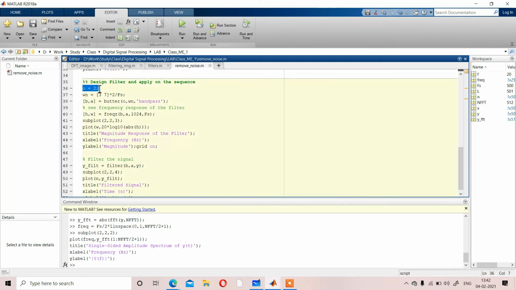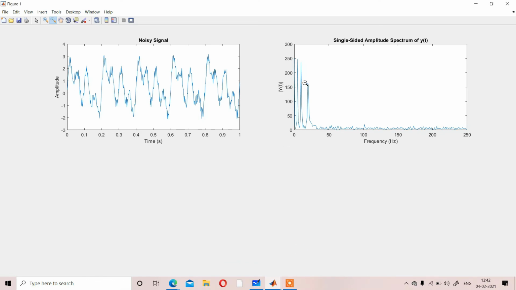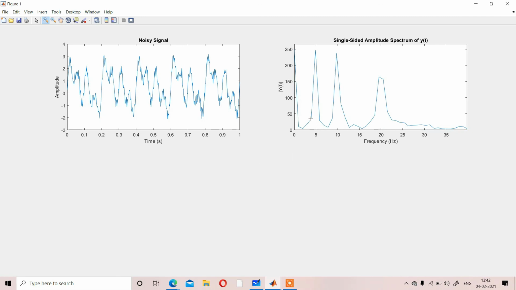O defines the order of the filter, so we will choose the order of the filter. Omega n defines the cutoff frequency. That 3 and 7 defines which part of the frequency you are going to cut. If we consider 3 and 7, then only that frequency range we will consider. Instead of 3 and 7, if we consider 8 and 12, that frequency range will be considered. And instead of 8 and 12, if we consider suppose 18 to 22, that frequency range will be considered.